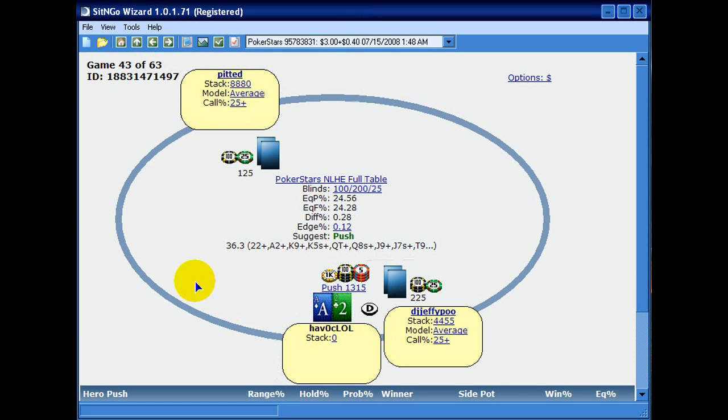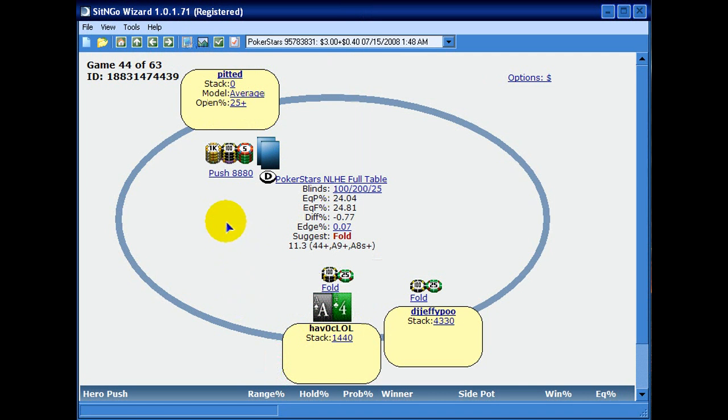Similar spot. And here we make the fold.